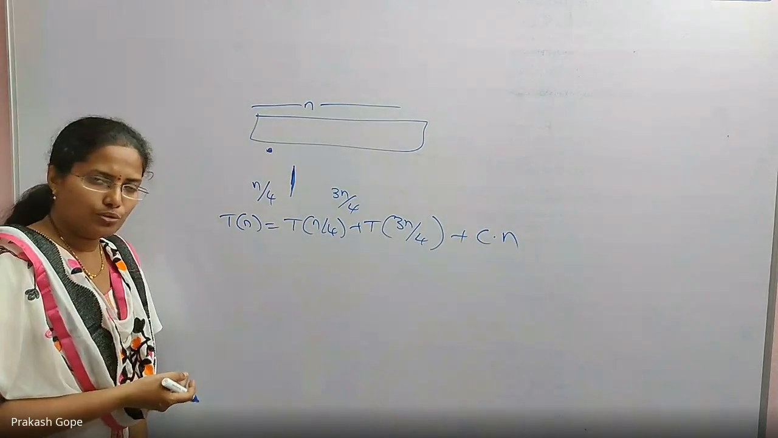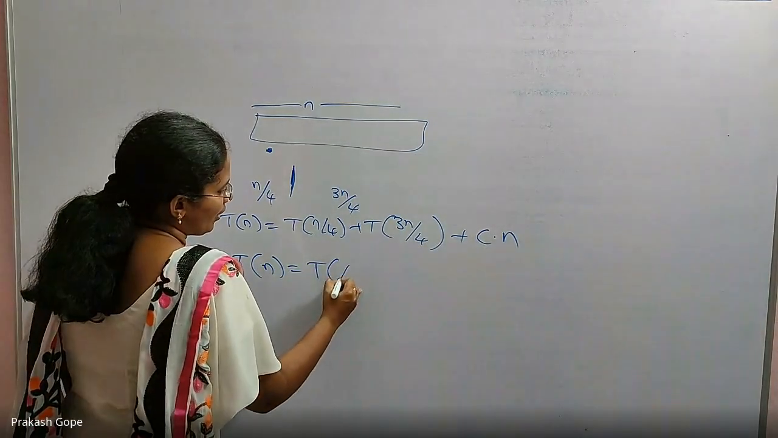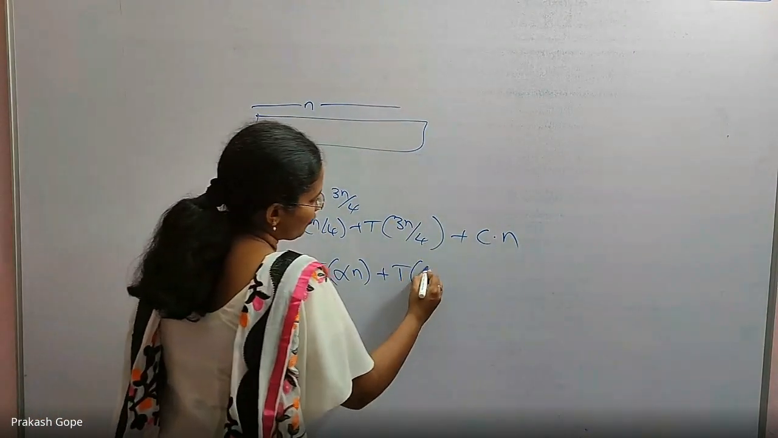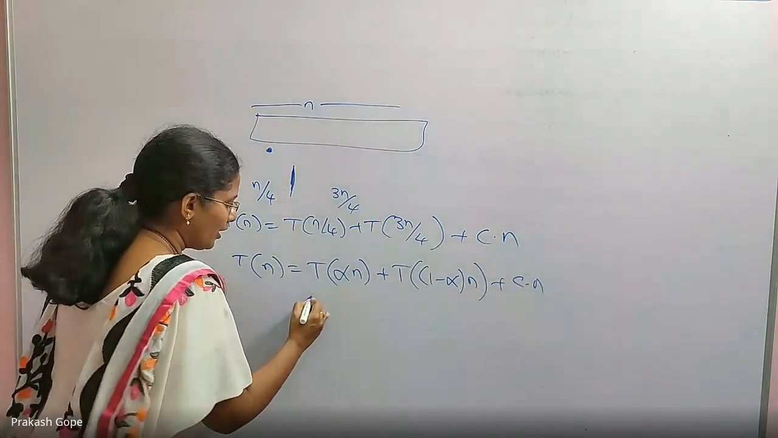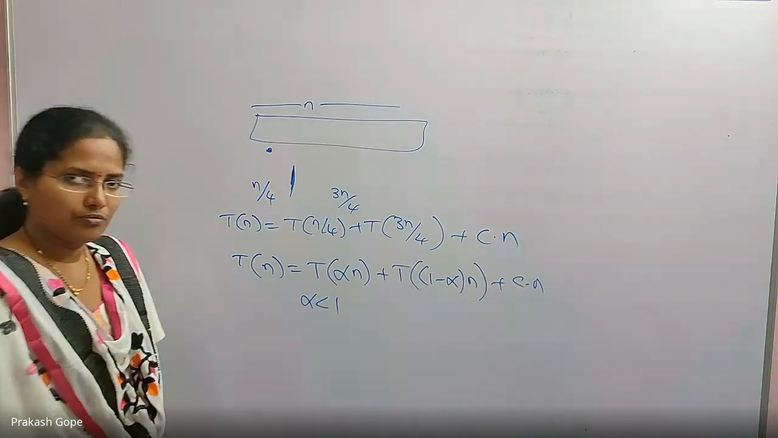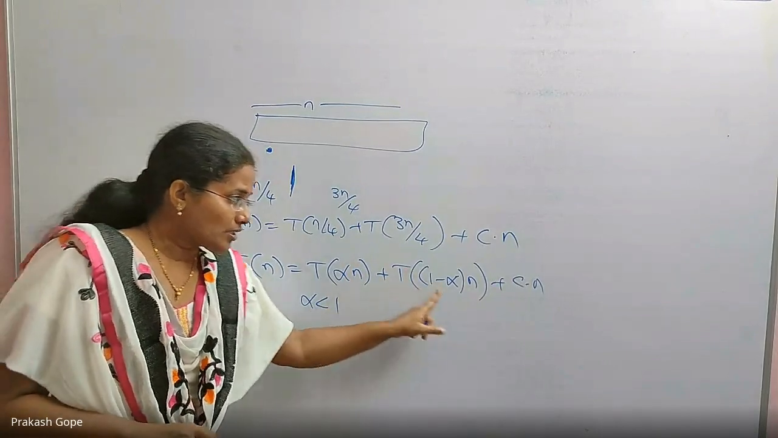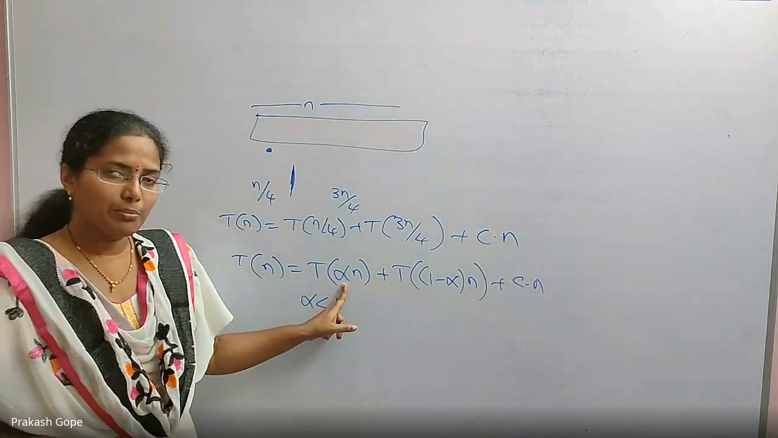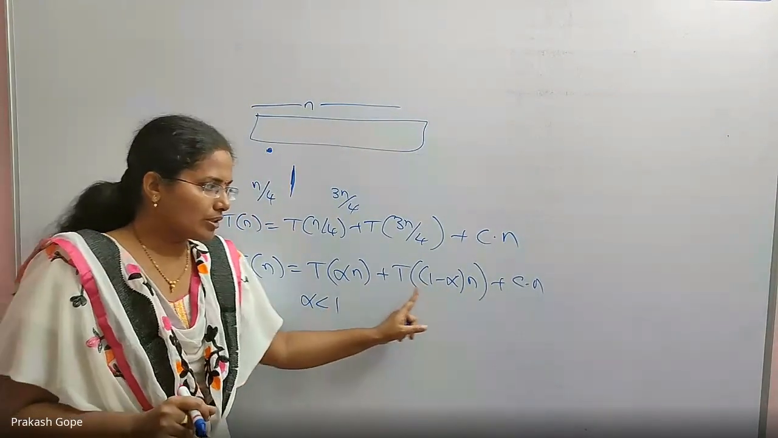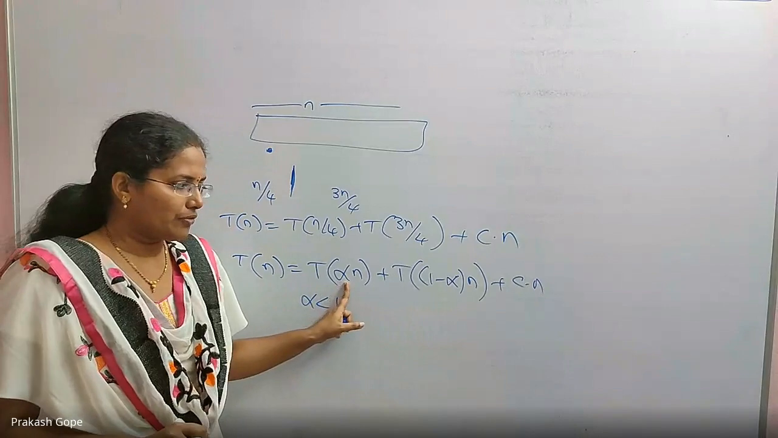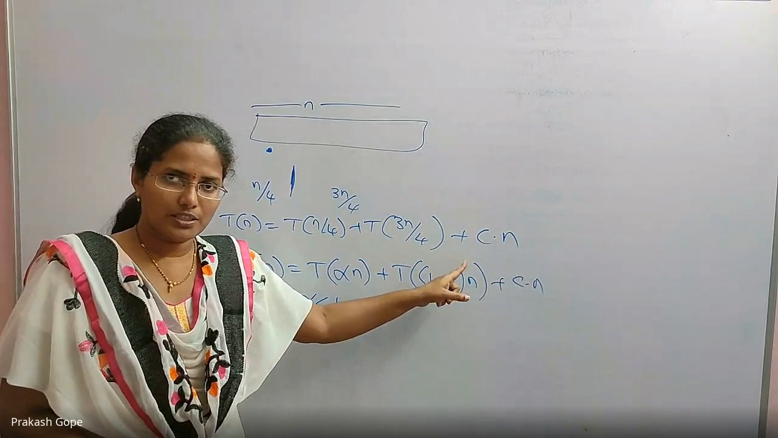There is an extension to Master's theorem and it looks like this: T of n equals T of alpha n plus T of (1 minus alpha) n plus Cn, where alpha is a fraction, like 1 by 2, 1 by 3, 1 by 4. If this is 1 by 3, the other is 1 minus 1 by 3, that is 2 by 3. If this is 1 by 4, the other is 3n by 4. If this is 1 by 5, the other is 4n by 5. All these recurrence relations are like that.